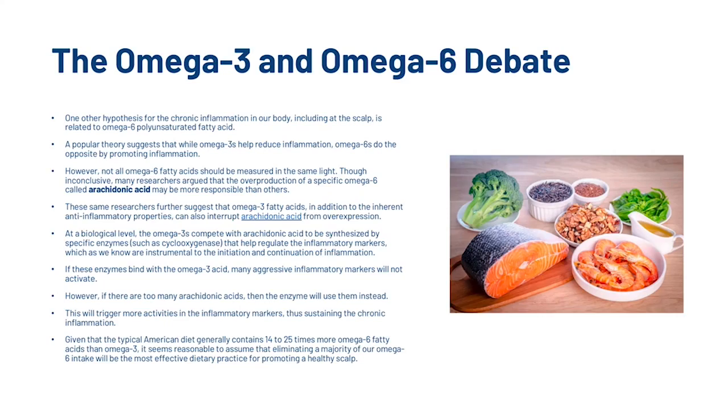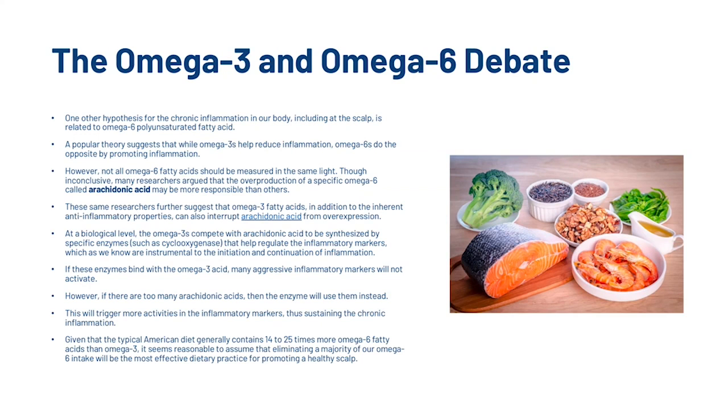Now we're going to have a quick look at the omega-3 and omega-6 debate. One of the hypotheses for the chronic inflammation in our body, including at the scalp, is related to omega-6 polyunsaturated fatty acid. A popular theory suggests that while omega-3s help reduce inflammation, omega-6s do the opposite by promoting inflammation. However, not all omega-6 fatty acids should be measured in the same light. Though inconclusive, many researchers argued that the overproduction of a specific omega-6 called arachidonic acid may be more responsible than others.